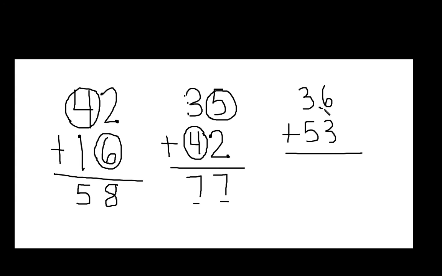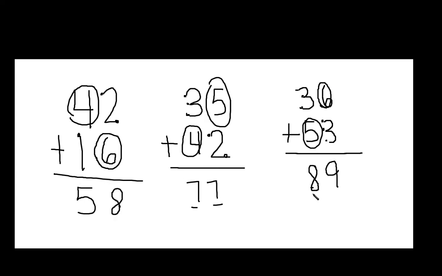We're going to circle the biggest number, which is the 6. We're going to put our dots on the 3. Touch this 6. Say 6, then count on the 3. 6, 7, 8, 9. Which one's bigger, 3 or 5? 5 is bigger. We're going to circle it. Put our dots on the 3 and count 5, 6, 7, 8. Nice job. Your answer is 89.